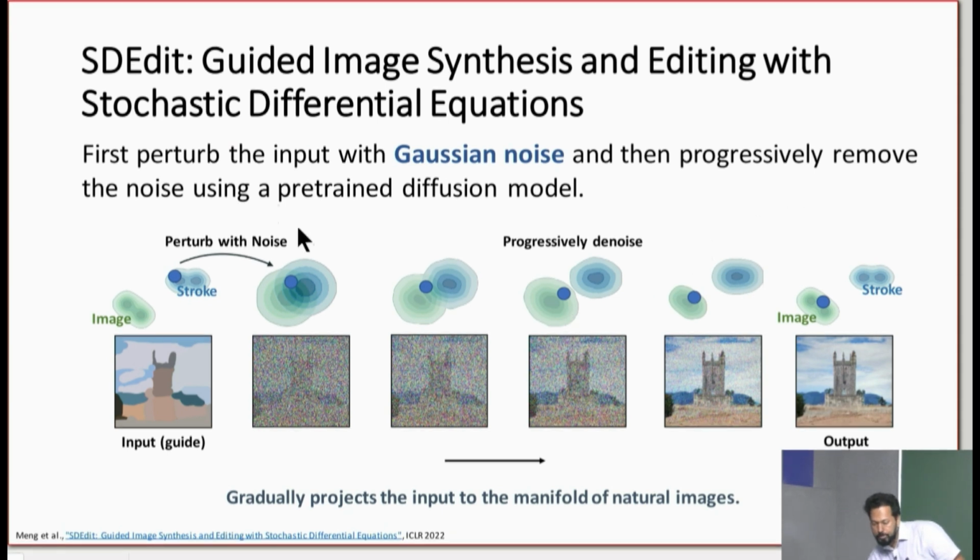So this is the SDEdit paper: guided image synthesis and editing with stochastic differential equations. First perturb the input with Gaussian noise, and then progressively remove the noise using a pre-trained diffusion model. So this was their idea. Your input was this, then first you perturb this up to the Gaussian noise, and then progressively you remove the noise using the pre-trained diffusion model. So basically they use this pre-trained one.